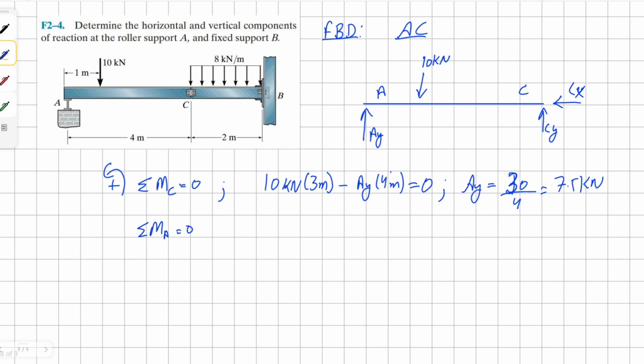Okay, now let's take a moment about the point A. This time we have the clockwise point load, and it's 1 meter away, and then we have counterclockwise CY, and it's 4 meters away. Solving this, we get a reaction CY as 2.5 kilonewton.